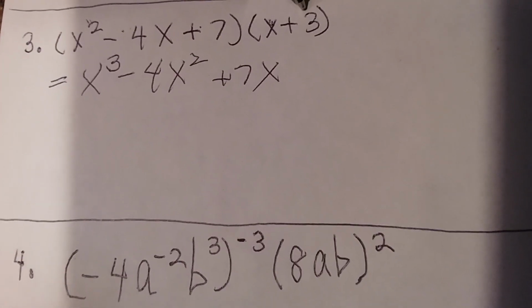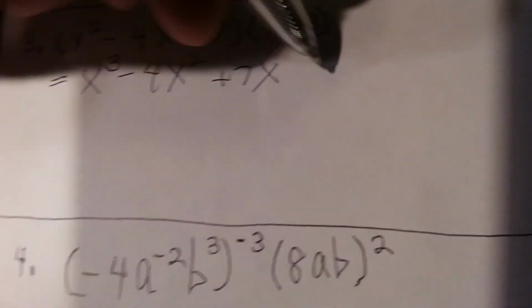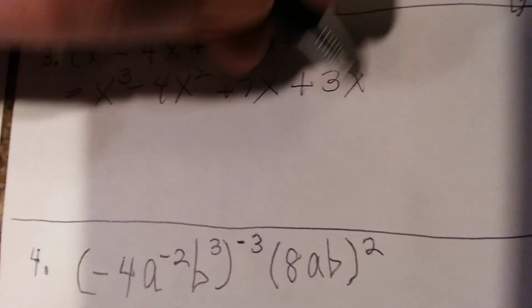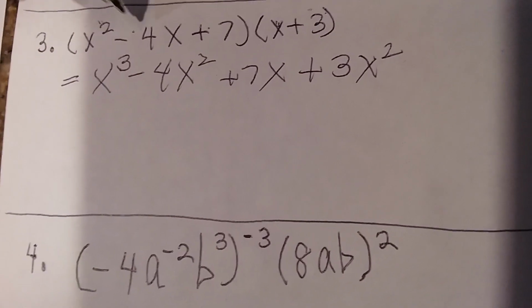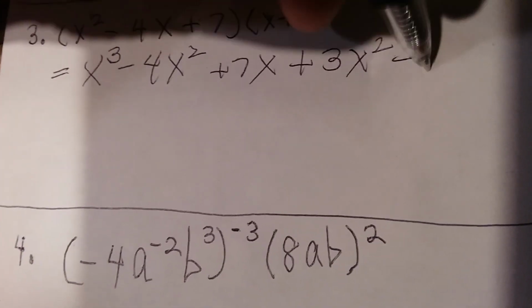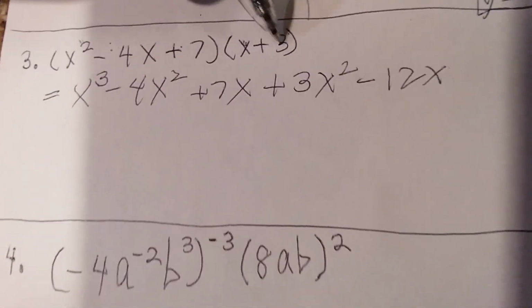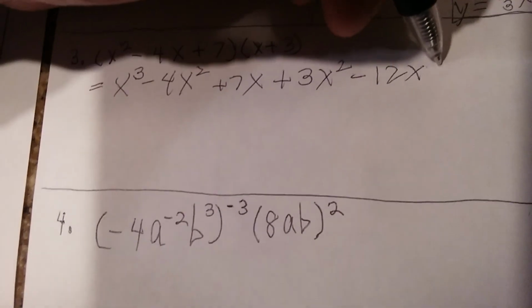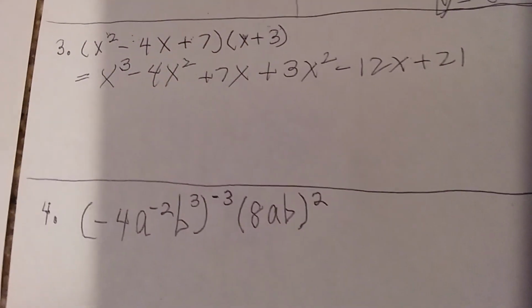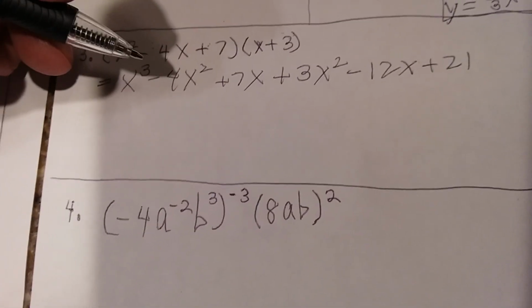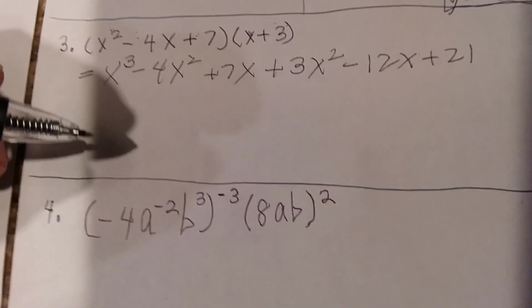Okay, then we distribute the plus 3. So we'll get plus 3x squared. Then the plus 3 and the minus 4x, you'll get minus 12x. And finally, plus 3 times plus 7 is plus 21. Okay, now we're not finished because they want us to simplify or combine like terms.